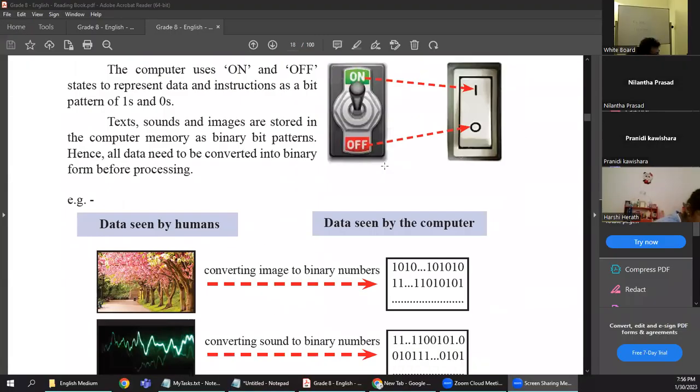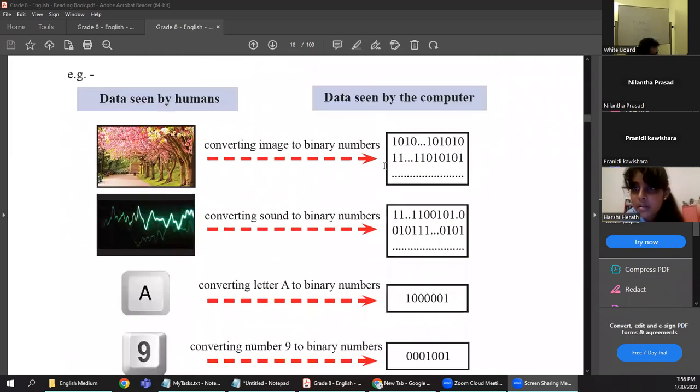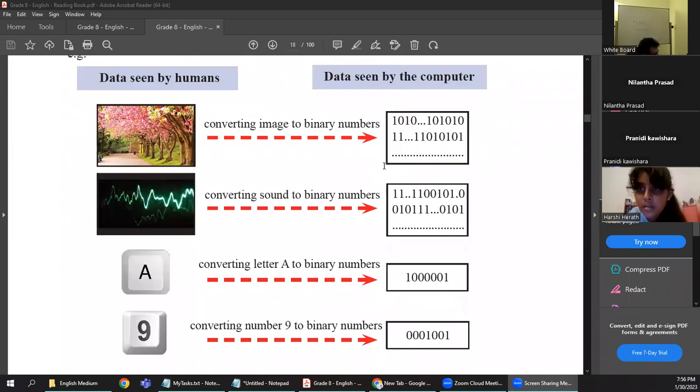So you can see how it is represented, and here you can see now in this diagram, every data, the data seen by humans, the data processed by humans is going to be represented using different bit patterns. So for example, if you take an image, the image is represented using a bit pattern that you can see in the right hand side. If you take a sound, you can also see again another bit pattern which is at the right hand side.